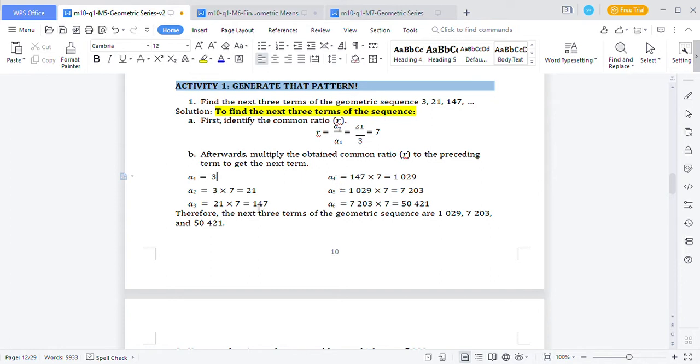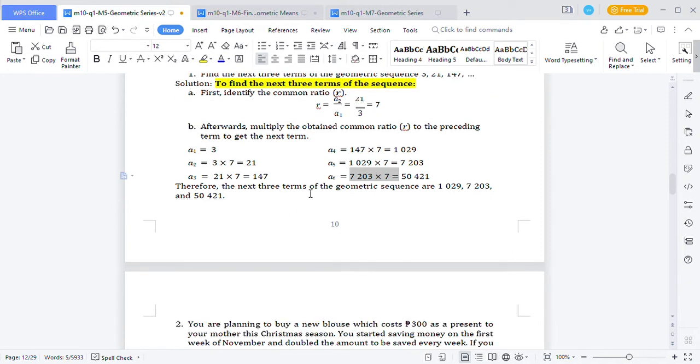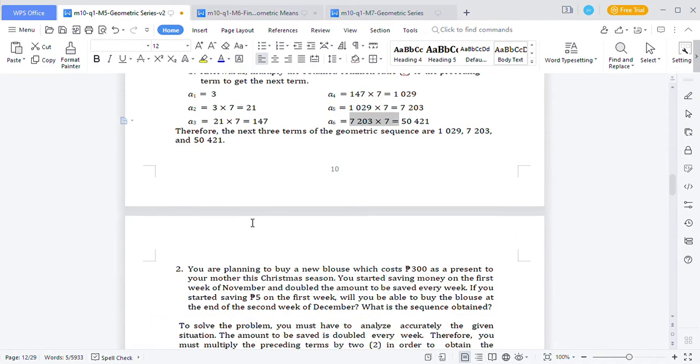So the third term is 147 times your common ratio, which is 7, so your answer is 1029. And in order for you to get your fifth term, you will have to multiply a sub 4 times the common ratio. So 1029 times 7, that's 7203. And your sixth term is 7,203 times 7, that is equal to 50,421. Therefore, the next three terms of the geometric sequence are 1,029, 7,203, and 50,421.